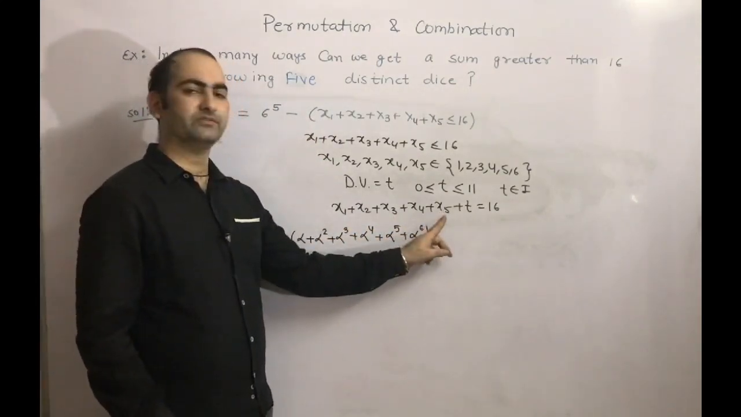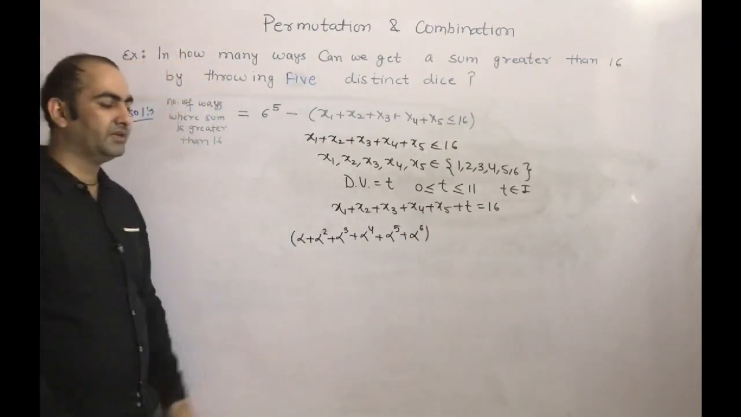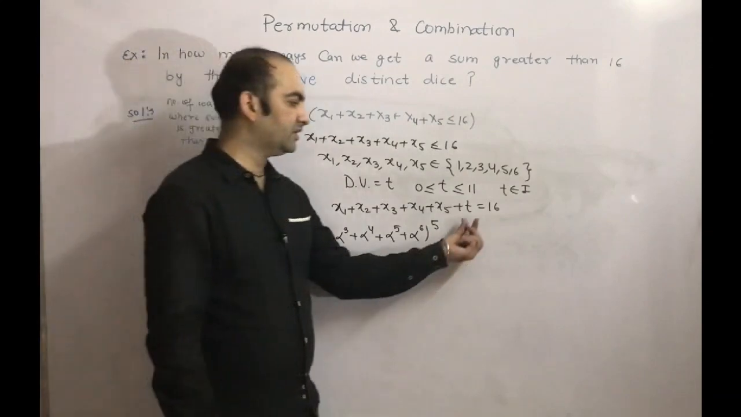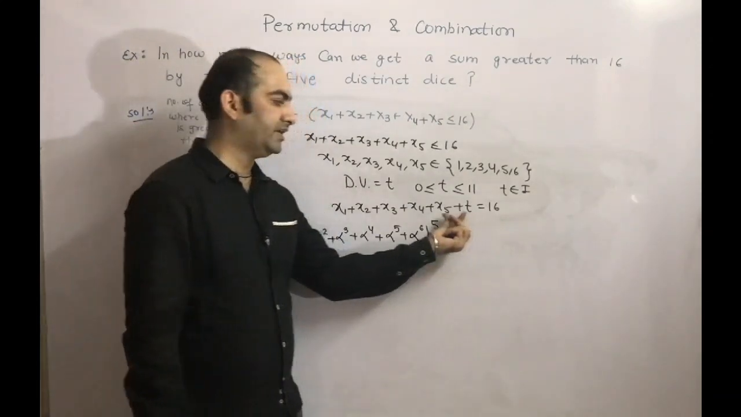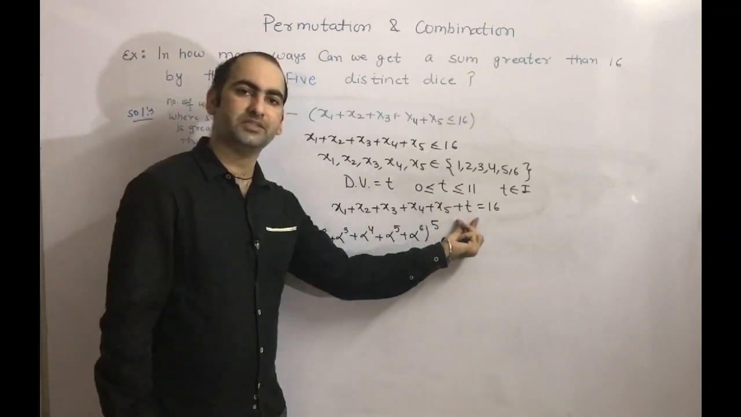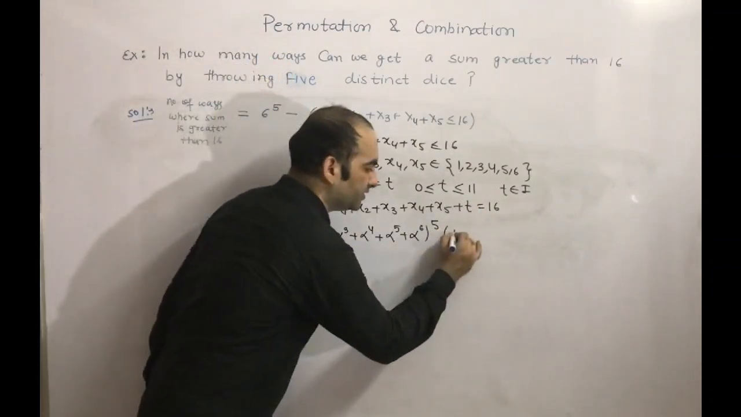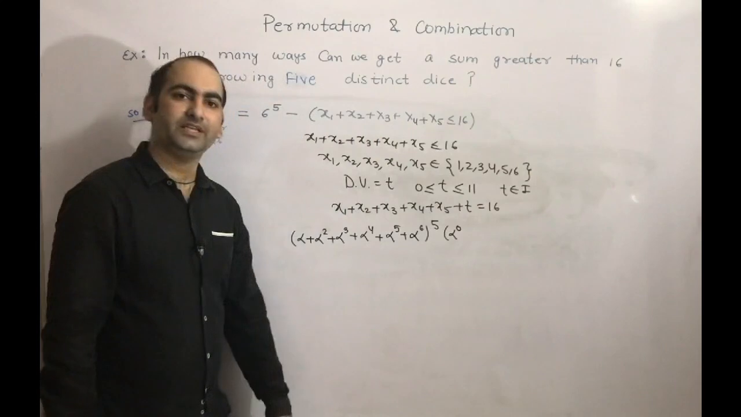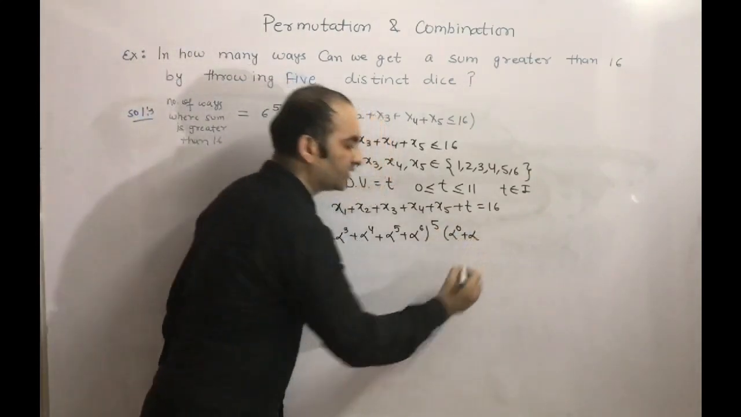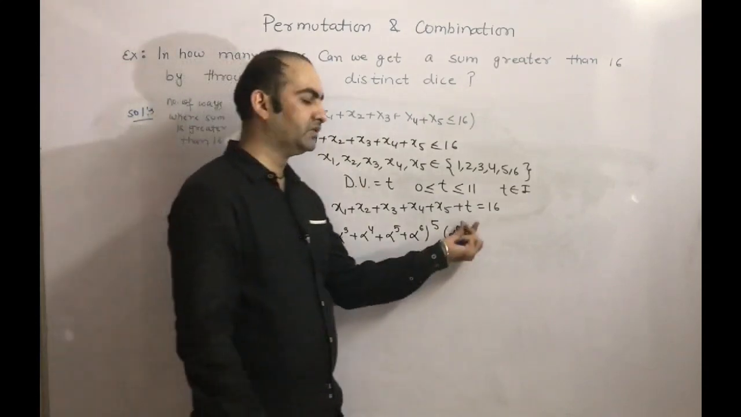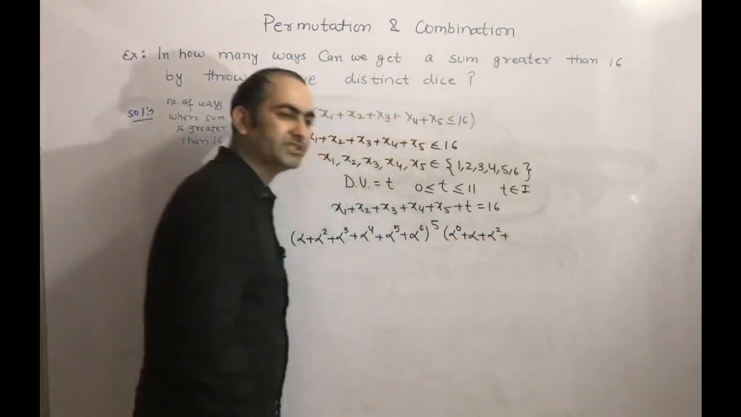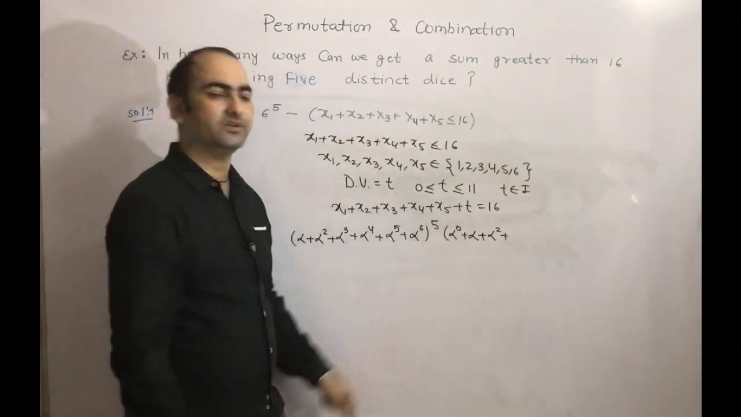For x2 also we'll get the same case, for x3 also the same, for x4 and x5 also we'll get the same equation, so we'll write power 5. The next term is t, and t is greater than or equal to 0, less than or equal to 11. When t is 0, alpha power 0. When t is 1, alpha. If t is 2, alpha square. When t is 3, alpha cube.